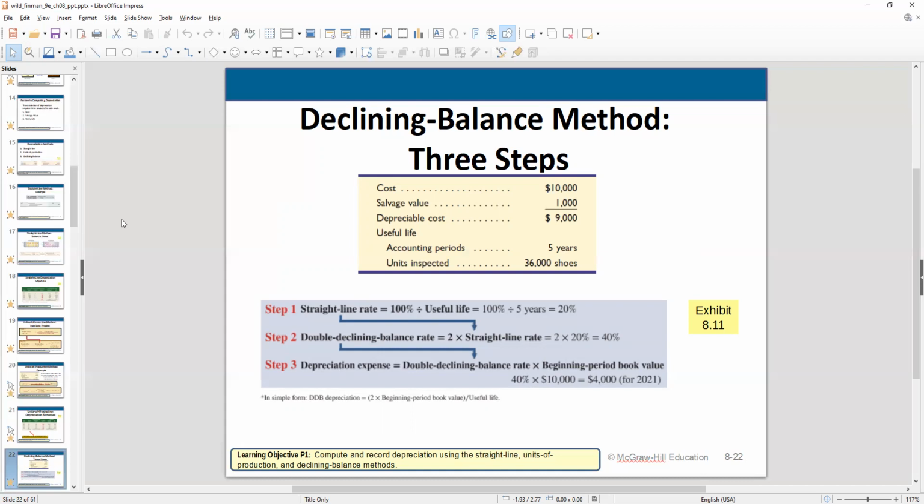So we first have to calculate the straight line rate. However many years you're going to use the item, and we're going to use the same amount in all these examples, is 5 years. 100 divided by 5 is 20%. So we're going to double that. We're going to double the straight line rate in determining how much depreciation to capture. So step 2, we take the straight line rate of 20%, multiply it times 2, and that gives us a 40% depreciation rate each year.